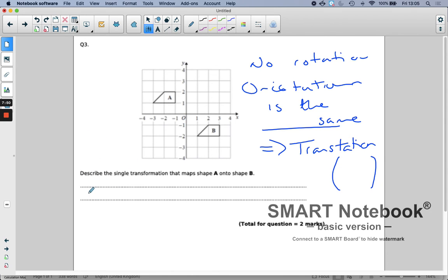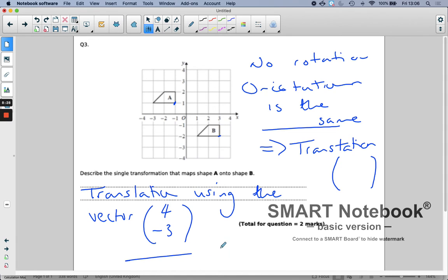So if I want to describe the single transformation, I'm going to say it's a translation using the vector. Now I need to work it out. How many steps to the right has it gone? 1, 2, 3, 4. I've counted from this bottom one, so 4 steps in the x direction. And then it's gone down 1, 2, 3. I need to make sure I go to the bottom one again, because if I go down 2 to here, I've not used the same point. Because it's gone down, it's -3. So my answer is a translation using the vector 4, -3.